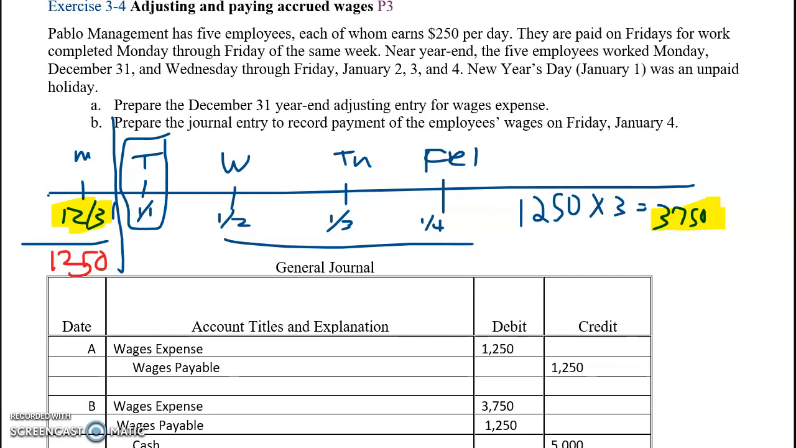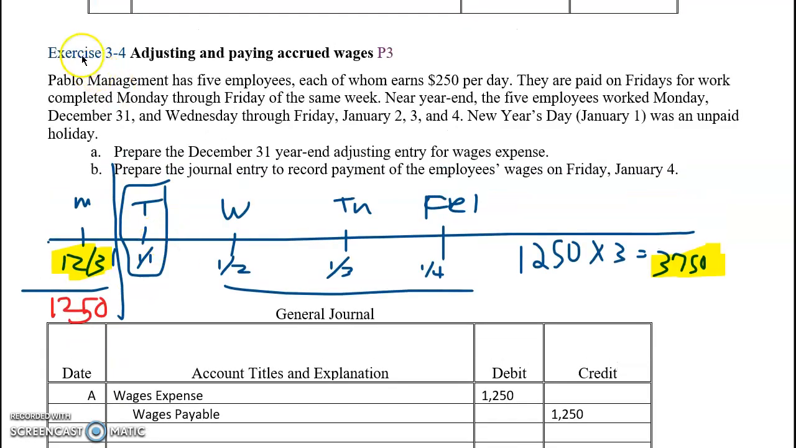So at the end of the video, we were going to work part B. We had just worked part A. So if you haven't watched that video yet, make sure you do. And if you haven't read exercise 3-4, please do.